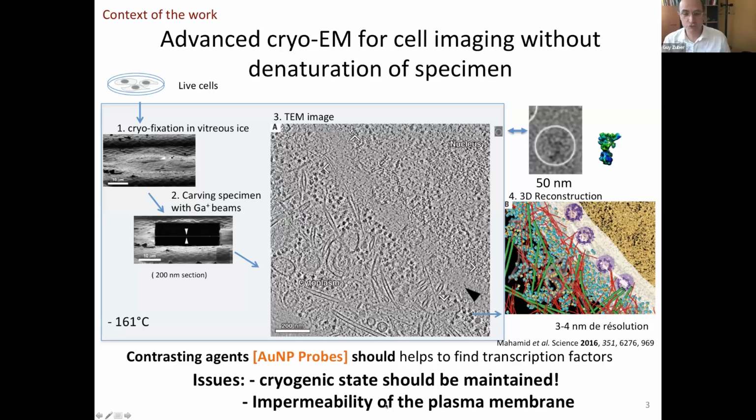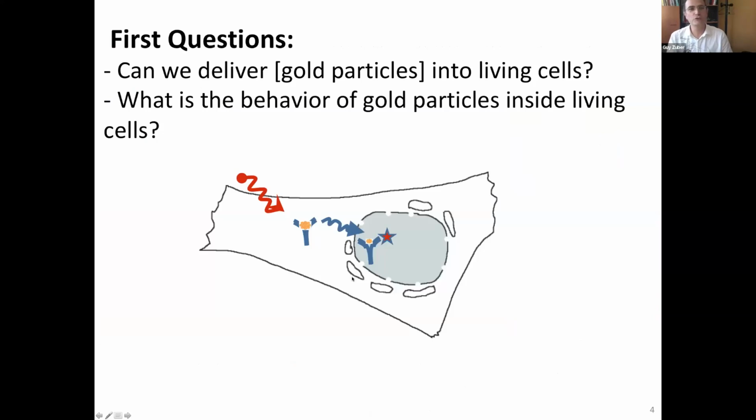So we have two issues. The cryogenic state should be maintained, for sure, so we cannot do any immunostaining after cryogenic fixation. And the main issue is to make the gold particles get inside the membrane. That's my specialty, to put materials inside cells. So the questions were: can we deliver gold particles inside living cells, and what is the behavior of gold particles inside living cells? That was the first question we wanted to ask.